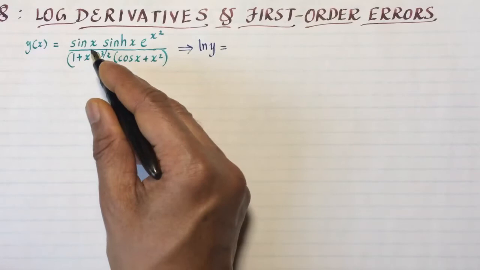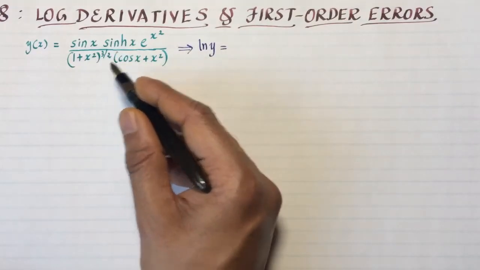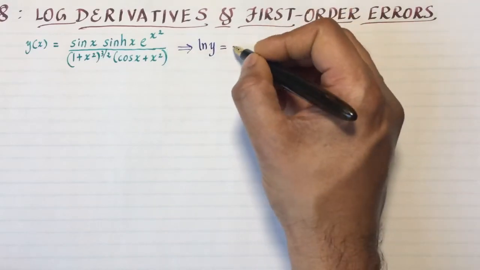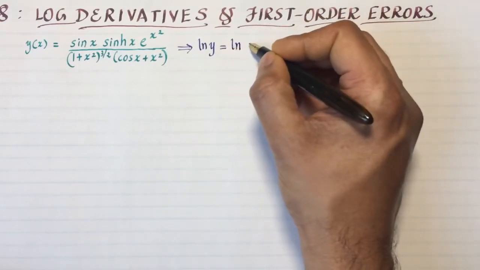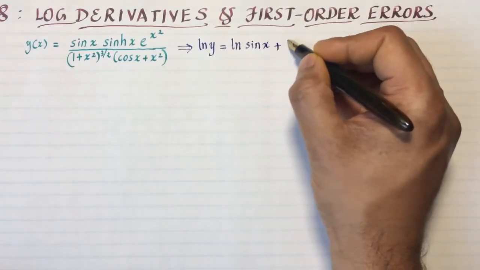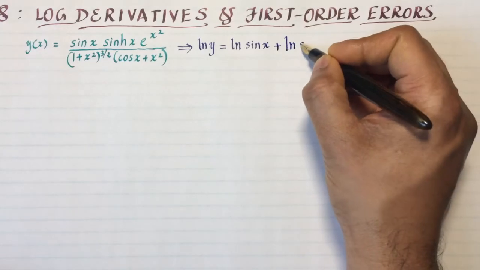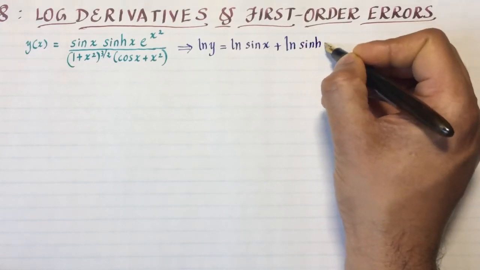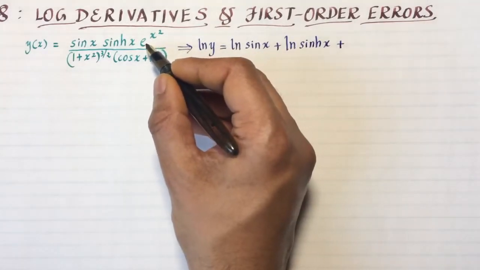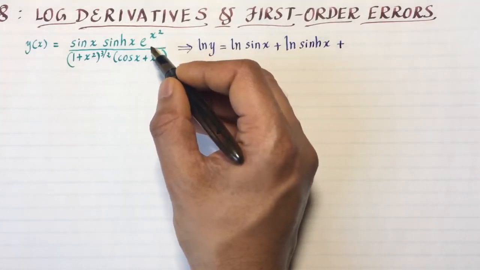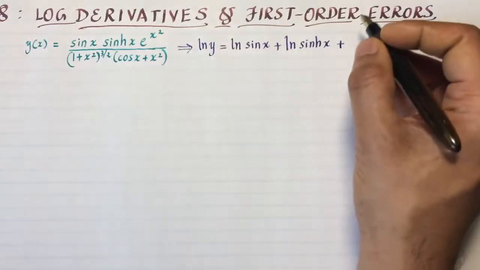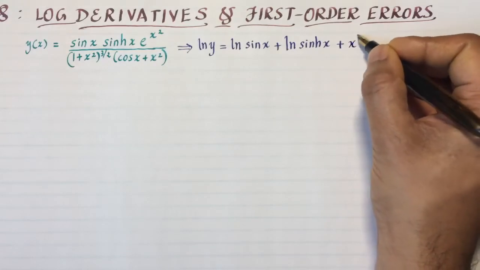Now, if you take the logarithm of a ratio, it'll just be the difference of logarithms, and the logarithm of a product is just the sum of logarithms. So I'll write that out here. So I'll get logarithm sine x plus ln sinh. Now when I take the logarithm of e to the x squared, I'm going to get x squared in the front times the logarithm of e, which is 1. So that's just going to be x squared.